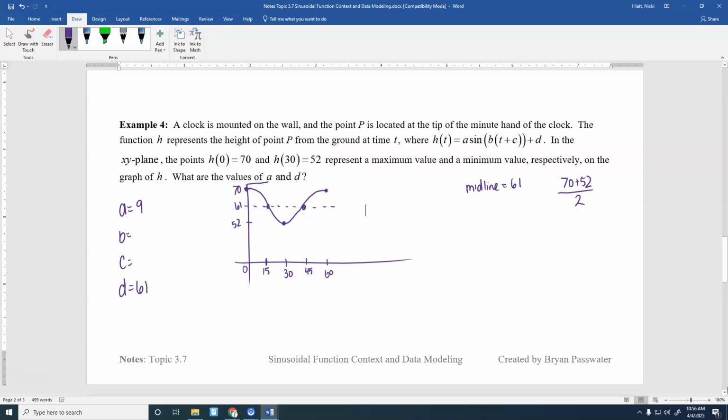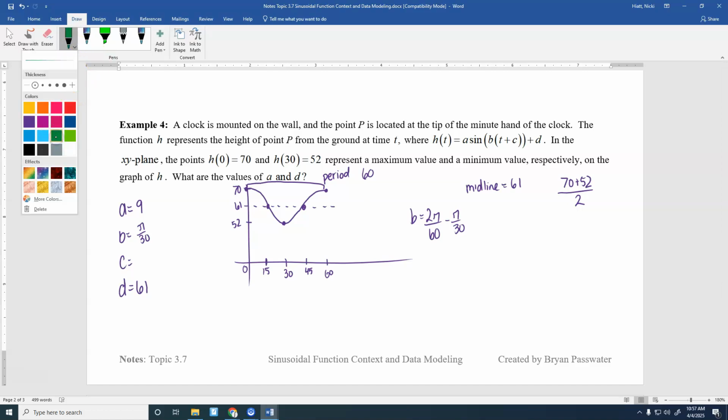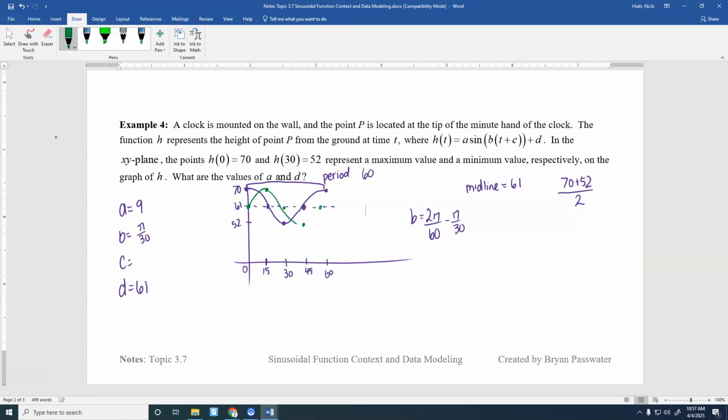What is the period? Oh yeah, it only asks us for A and D. So I guess we're done. I made it too easy. The period is 60. B is 2 pi over 60, which is pi over 30. And then a sine graph would look like this. I'm finishing it anyway, but you are correct. A sine graph would look like this green graph right here.